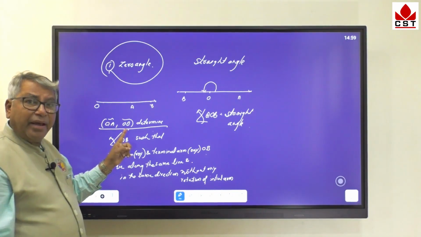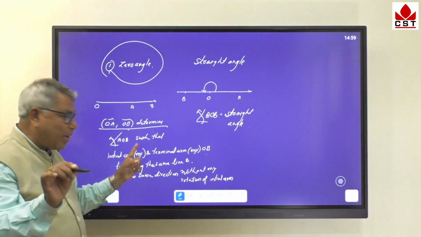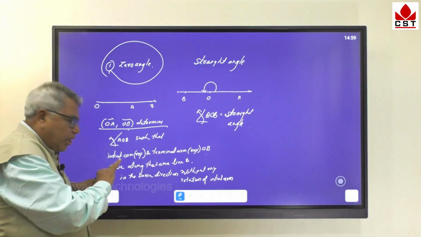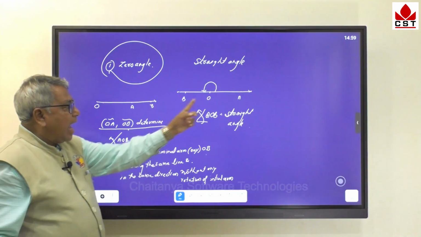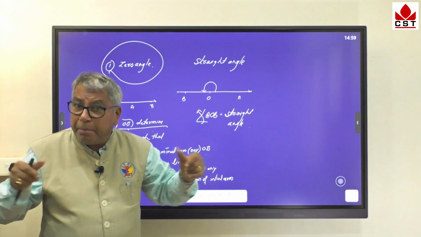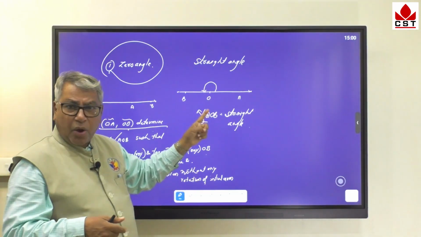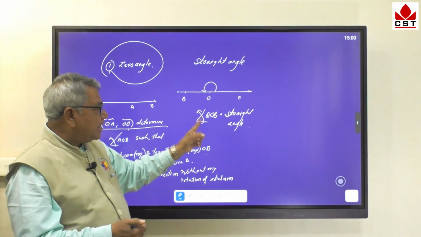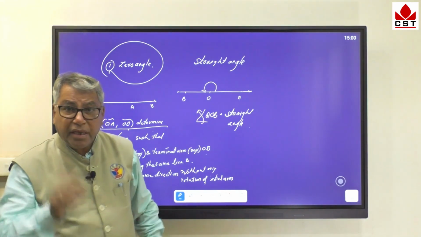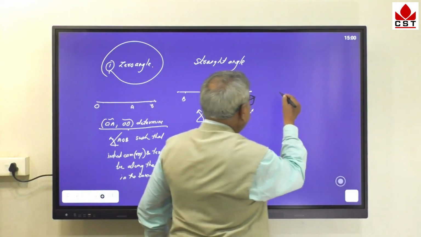In a straight angle, same definition, only the change: initial arm and terminal arm lie along the same line but in the opposite direction. They are opposite rays of each other. The angle determined, directed angle AOB, is a straight angle. It's a basic definition. Third one is here.